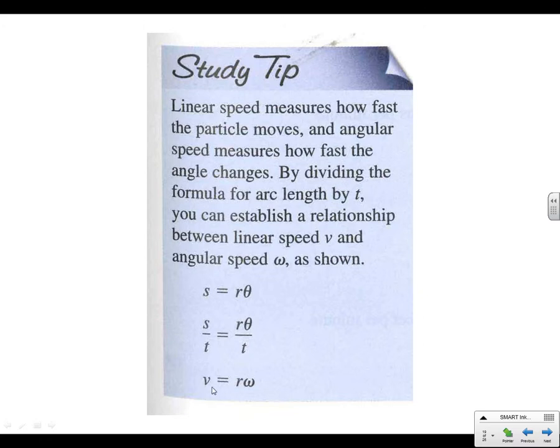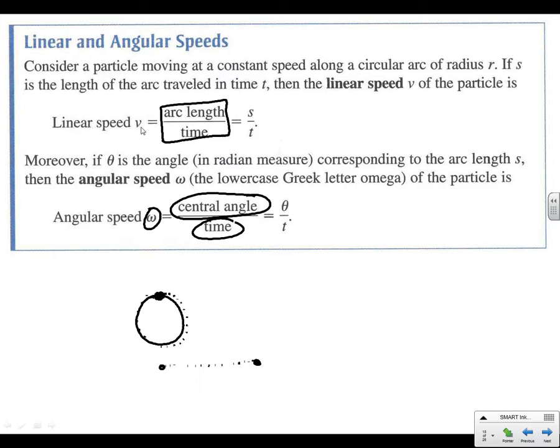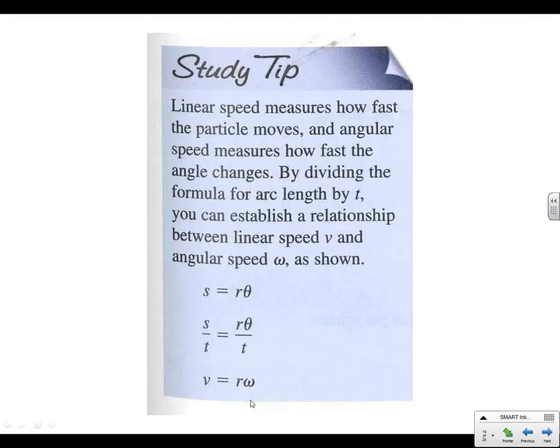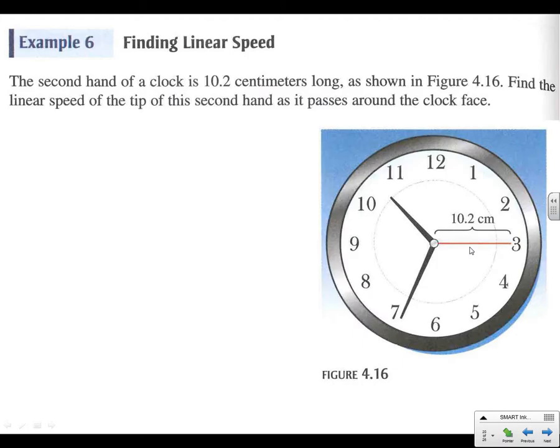V equals R omega from up here. V equals S over T. We've skipped some steps to get to this one. Let's figure out how we get R omega for V, which is our linear speed. So we know that S equals R theta. S over T, which is the same thing as V, your straight line speed, equals R theta over T, and theta over T equals omega. So we can substitute omega in here. A couple different formulas. You're going to want to have those down in your notes. Pause this if you need to, but I'm going to move on and do example 6.